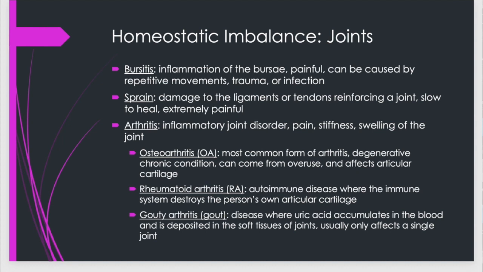Next, you see rheumatoid arthritis, also called RA. This is actually an autoimmune disease where your immune system would destroy the person's articular cartilage. And then lastly, we have gouty arthritis, also commonly just called gout, where there's uric acid in the blood, and that accumulates and deposits in the joints. So like little crystals would be deposited there. Usually it only affects a single joint, like usually a thumb or the base of your big toe, for example. But again, that is going to be painful.